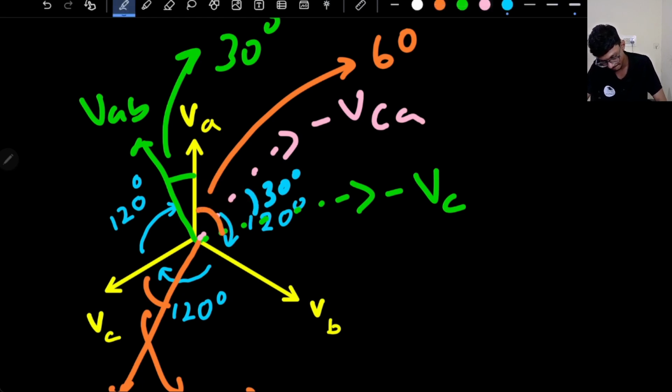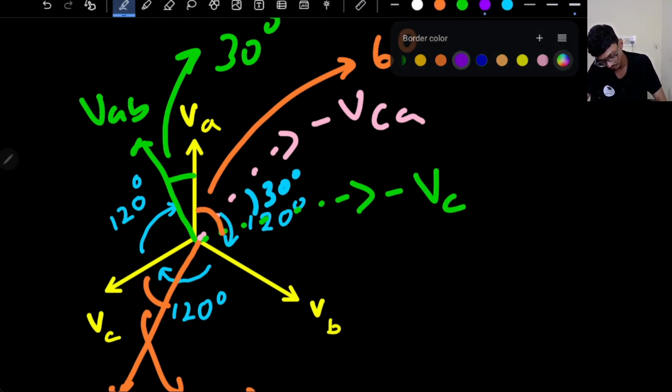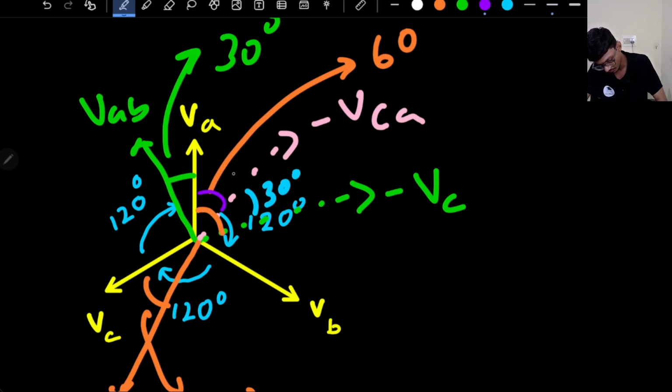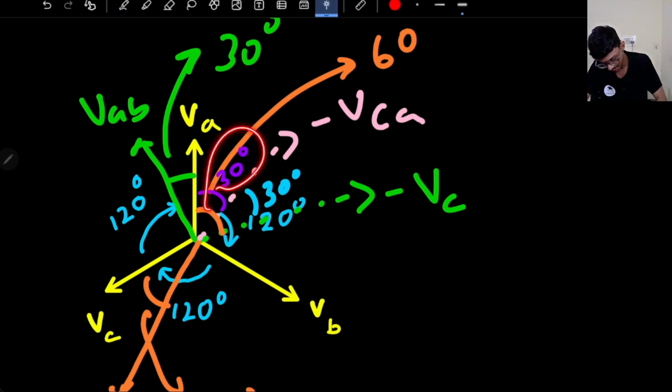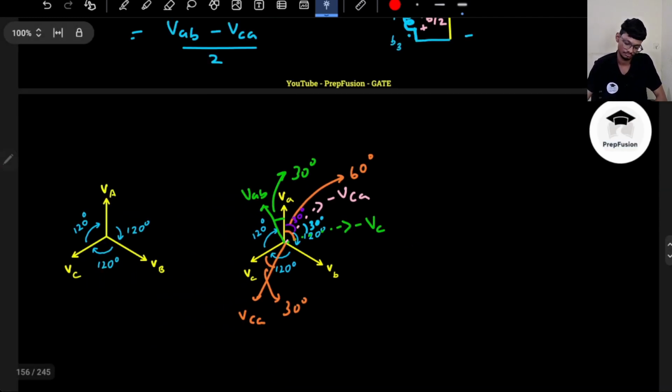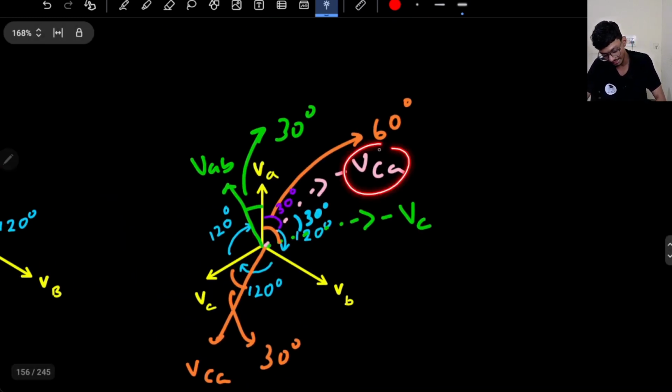This will be 30 again. Okay, this is 30 degrees and this is also 30 degrees. So overall, the phase difference between VCA and VAB is 30 only. So basically the magnitude of both of them are the same.